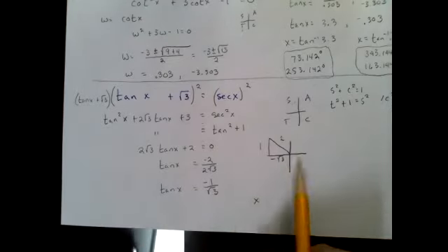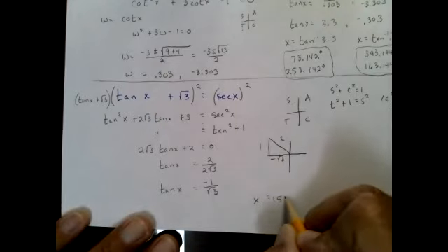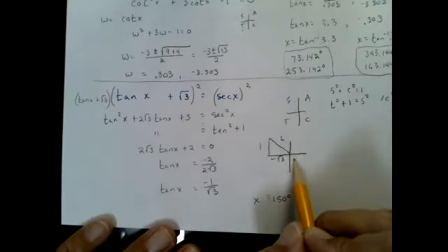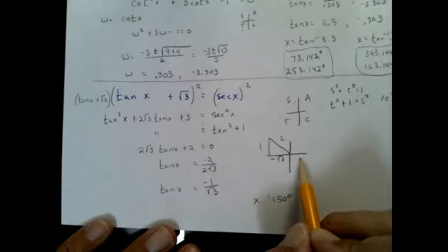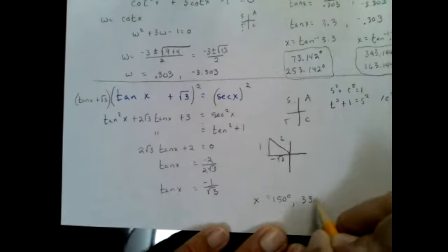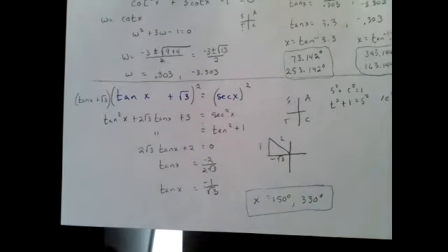X equals, that angle measure right there is my 30, 60, 90 triangle. If the reference angle is 30, that's 150 degrees. My other answer is going to be over here in the fourth quadrant. It's going to be that 30 again. If I subtract it from 360 or add 180, I get 330 degrees. What do you think about that?